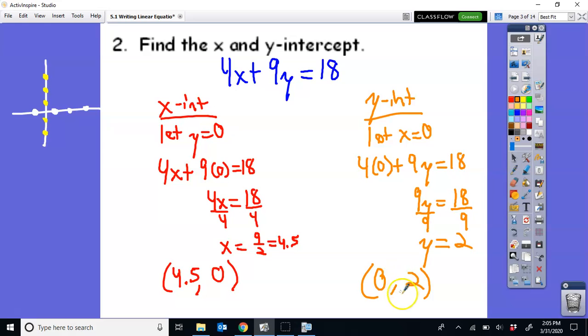Remember, these are two separate points on the graph. If you just kind of approximate where those are, and we're going to talk about that here in just a second in a little bit more detail, 4.5, 0 would be over here, 0, 2 would be over here. Now you have two separate points on this line. And you could connect the dots if you wanted to make the line. And we will come back to that here in just a few.